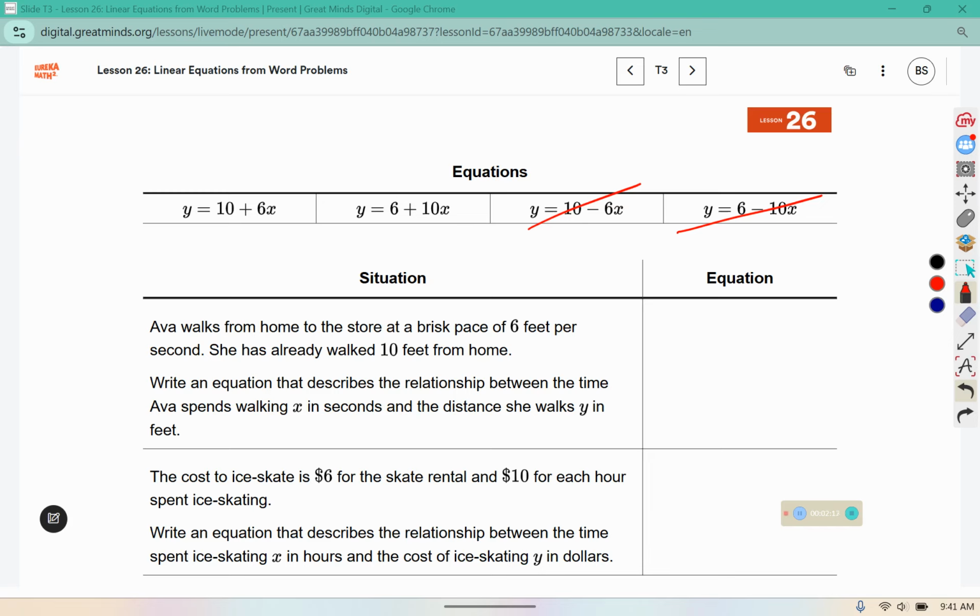Ava walks from home to the store at a brisk pace of 6 feet per second. So that's the rate. It's going to get the variable. She has already walked 10 feet from home. Write an equation that describes the relationship between the time Ava spends walking, x, in seconds, and the distance she walks, y, in feet.